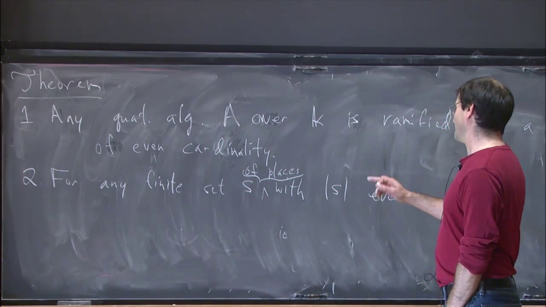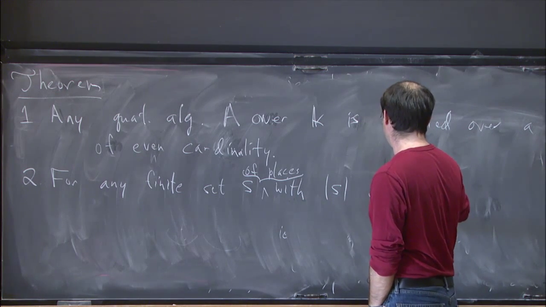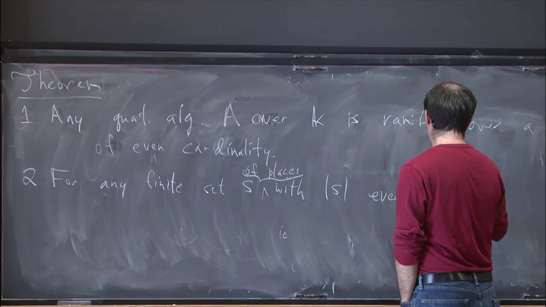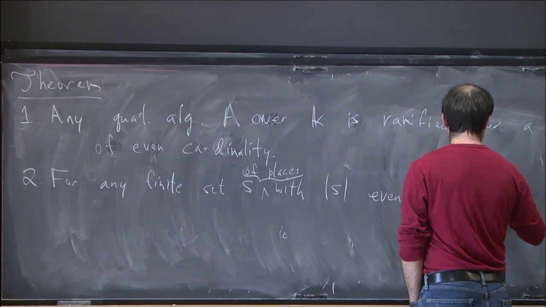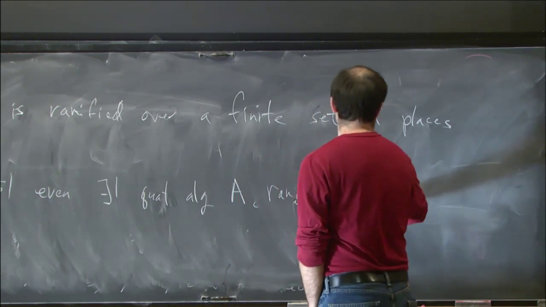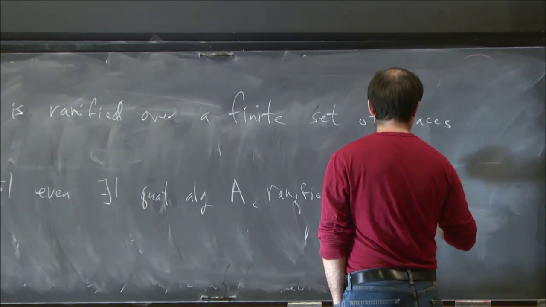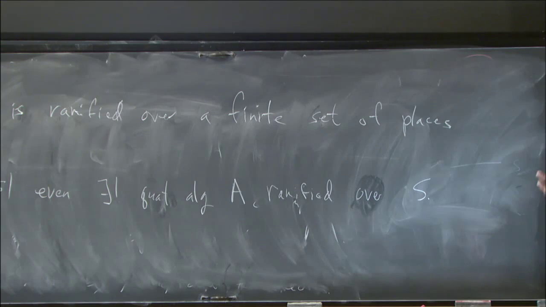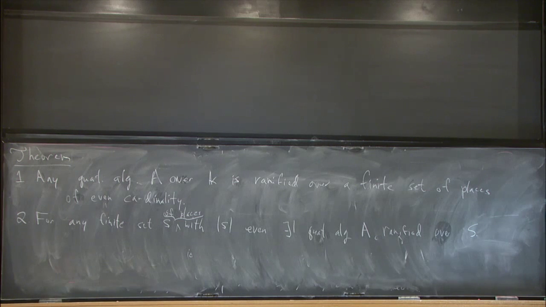But okay, so for any finite set of places with the number even, there exists a unique quaternion algebra ramified at exactly those places. So that provides a classification of quaternion algebras. Okay, so that completes all of the literal background on quaternion algebras.